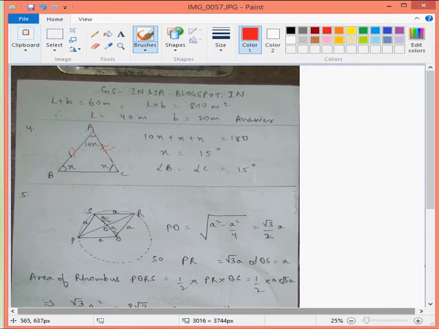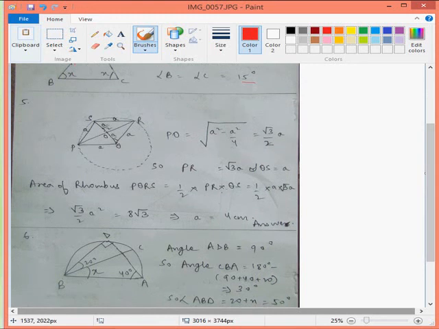So what will be the total sum of the internal angles of this triangle? It will be 10x plus x plus x. This is 180 degrees, the sum of all the interior angles of a triangle. So it will become 12x equal to 180, so x is equal to 15 degrees. So this is also 15 degrees and this is also 15 degrees. In the question it has been asked what the base angle is, so the base angle comes out as 15 degrees. Now the next question.